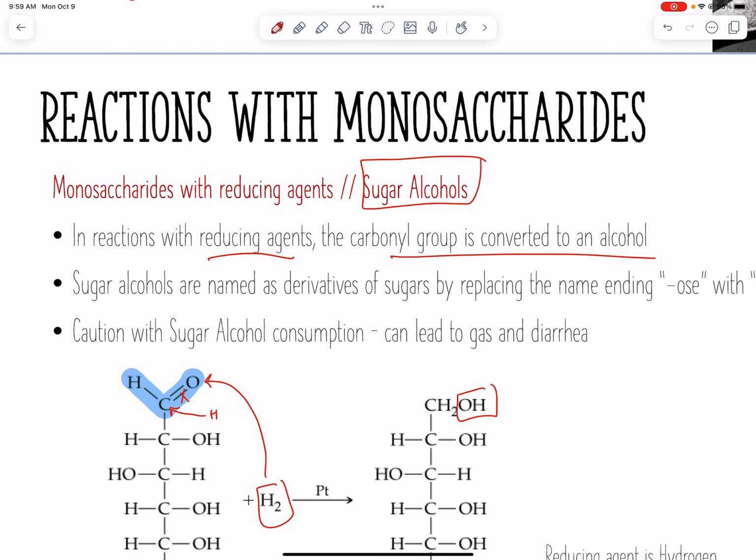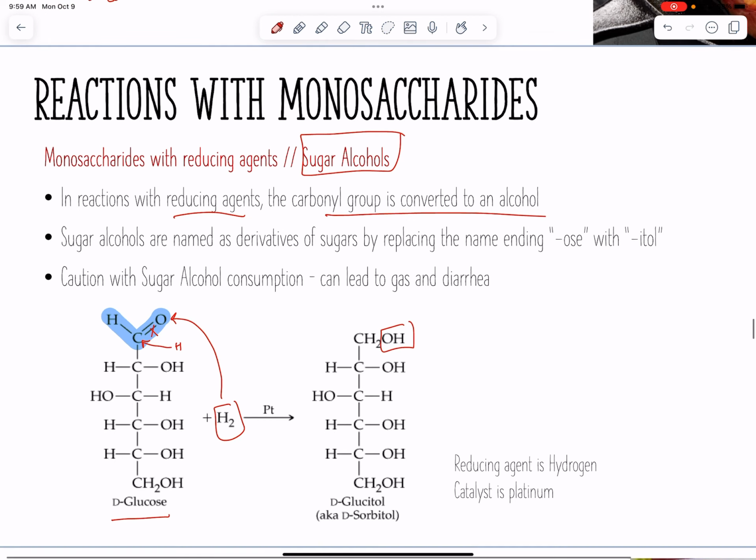When this happens with monosaccharides, we call them sugar alcohols, and we change the name ending to let a reader know that it's no longer a regular monosaccharide. Sugar alcohols are named as derivatives of sugars by replacing the name ending. Instead of glucose, it would be glucitol. We change the OSE ending of fructose, ribose, deoxyribose, glucose, to ITOL. So glucitol, also known as sorbitol.